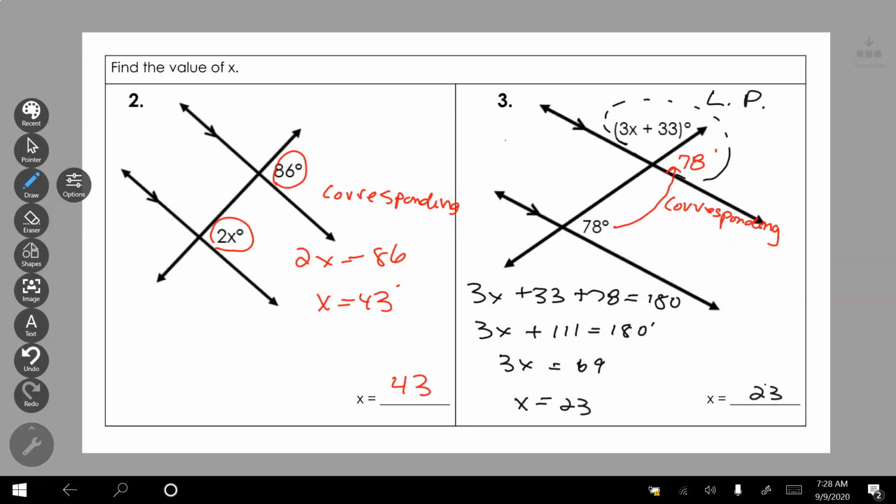So you couldn't go about this directly. You had to realize that 78 that was here was also here, and these two angles, because they make up a line, is a linear pair.